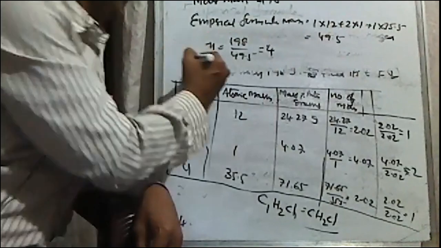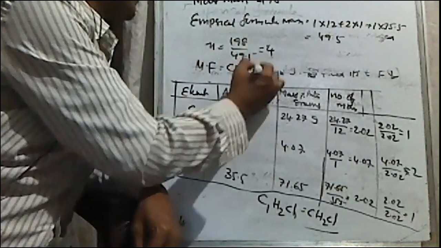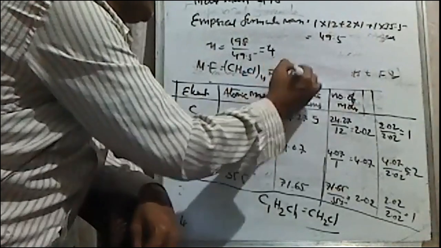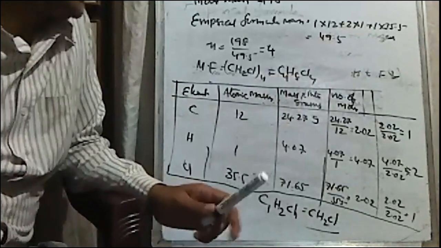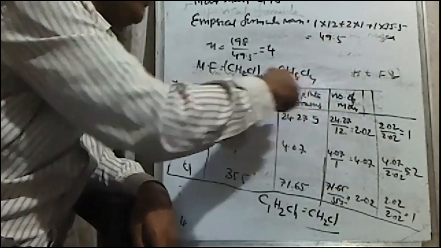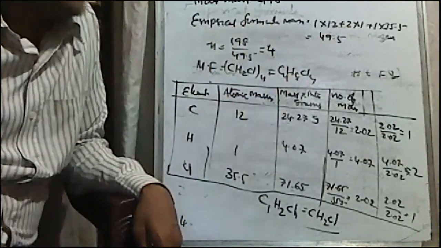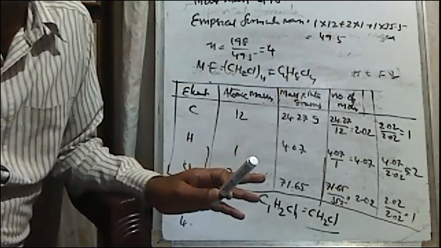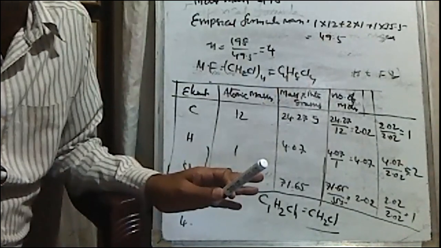So what is its molecular formula? Empirical formula times n. So its molecular formula is C4H8Cl4. This corresponds to 48 plus 8 plus 140, which is about 196. So this is the way to determine the molecular formula and empirical formula from the given composition of elements.